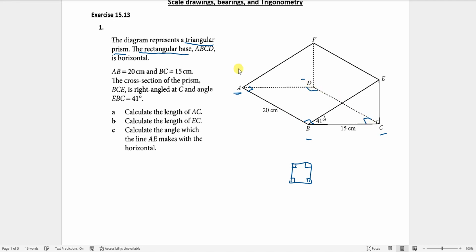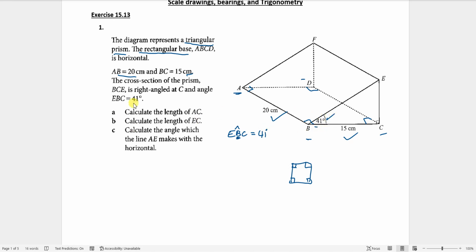You should be very clear, and you have to mark the information on the diagram for easy access when you solve the question. Now it says AB equals 20 centimeters, done. BC equals 15, great. And angle EBC: you have to notice the middle or the second letter. The second letter is the angle. So EBC is given as 41 degrees. They have already marked it for you.